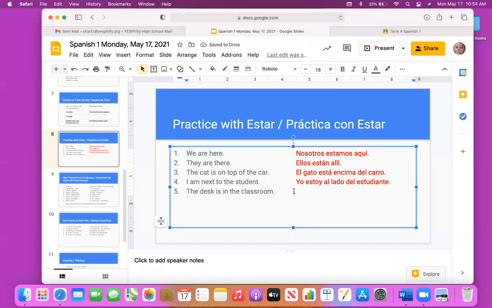And for the next one, we have the desk is in the classroom. You want to tell me how you say that in Spanish? El escritorio está en la sala de clase. Yep, that's correct. So does anybody have any questions on this?